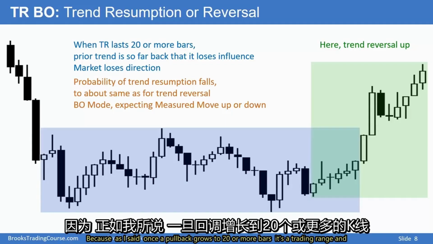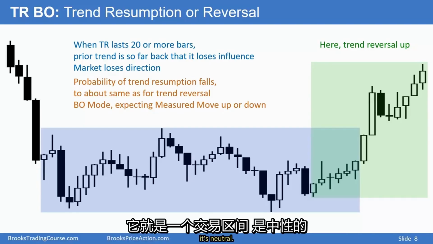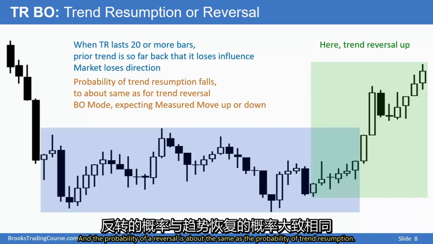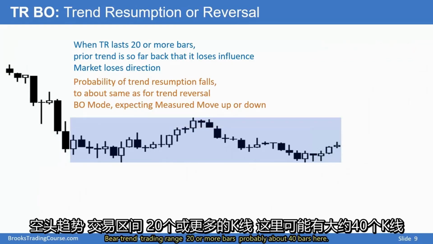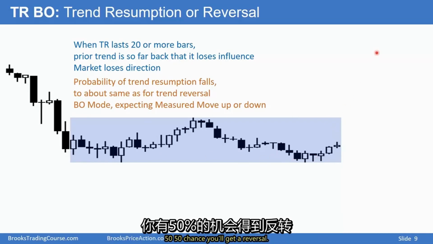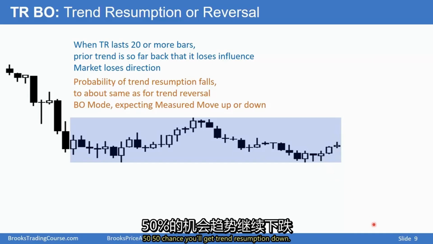Because, as I said, once a pullback grows to 20 or more bars, it's a trading range and it's neutral, and the probability of a reversal is about the same as the probability of trend resumption. Bear trend, trading range, 20 or more bars, probably about 40 bars here. 50-50 chance you'll get a reversal, 50-50 chance you'll get trend resumption down.